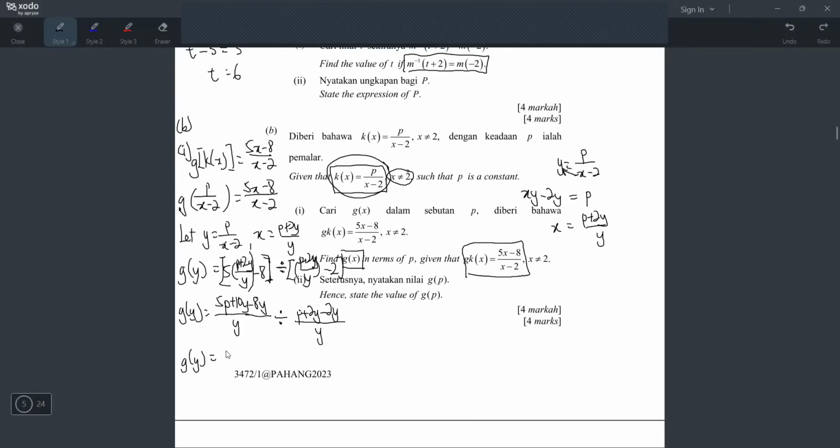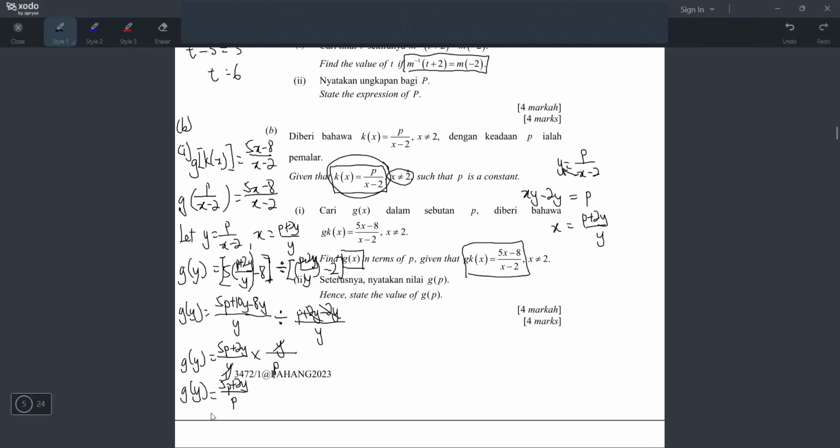5p cannot do anything, but the 10y minus 8y can become plus 2y, and then the whole thing over y. Divide can change to times, but when you change to times, the denominator and the numerator, you have to flip it upside down. So when you flip it upside down, the y will sit on top now, and the p will sit at the bottom. 2y minus 2y will cancel each other, become 0. So you just left with this. And then now you can simplify further. Y and y can cut. So what is your gy? It will be 5p plus 2y over p.